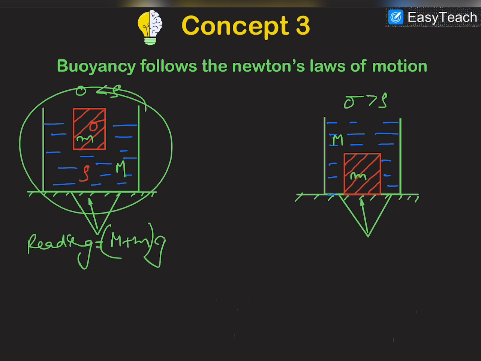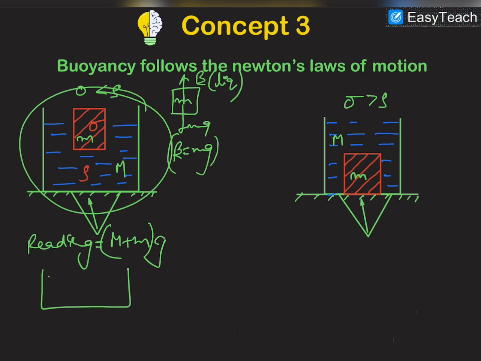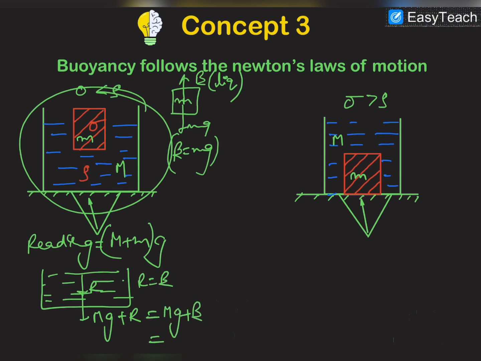In this case, if we draw the free body diagram of the block, then the block will be floating and hence the buoyancy will be balancing out m g. So buoyancy will be equal to m g. Now this buoyancy force is applied by the liquid on the block, and if we draw the free body diagram of the liquid, then we will see that on the base there would be M g of the liquid plus the reaction of buoyancy, and the reaction of buoyancy will be equal to buoyancy itself, so it would be M g plus buoyancy. So it would be M plus m g.